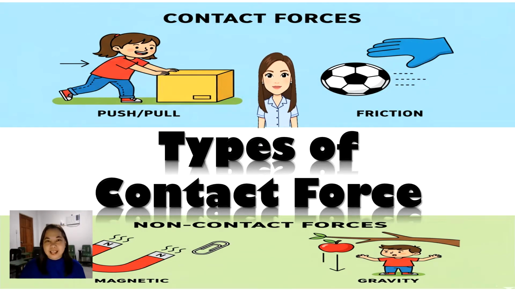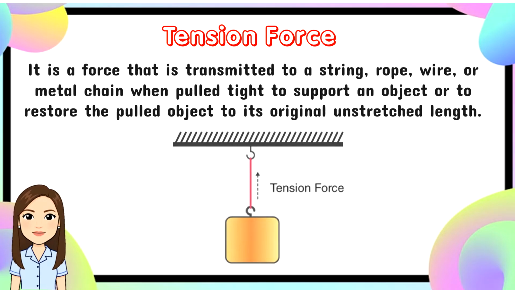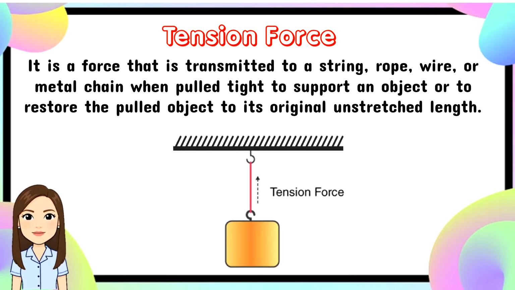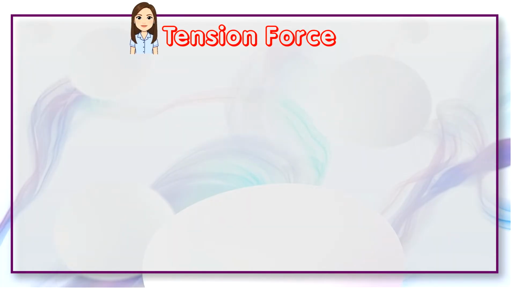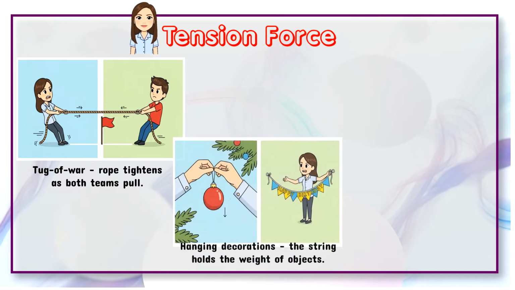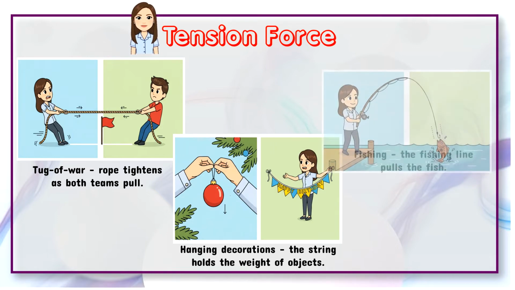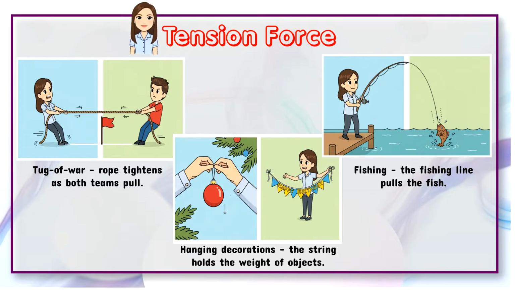Types of contact forces. Tension force. It is a force that is transmitted to a string, rope, wire, or metal chain when pulled tight to support an object or to restore the pulled object to its original unstretched length. These are some examples of tension force. Tug of war, wherein the rope tightens as both teams pull. Hanging decorations, the string holds the weight of objects. And fishing, the fishing line pulls the fish.